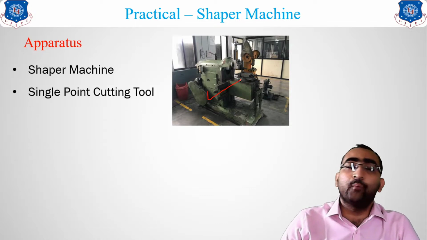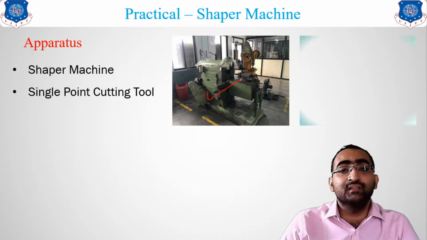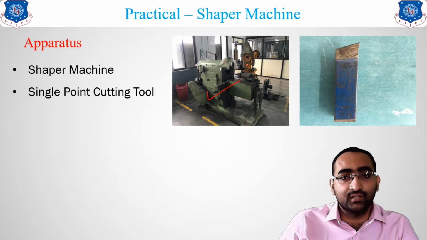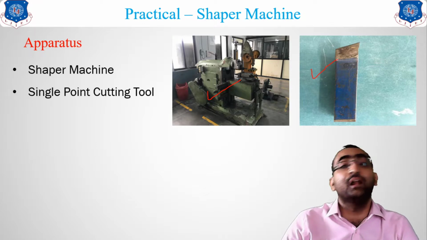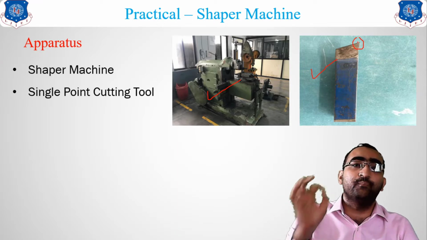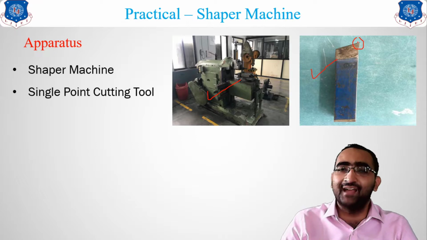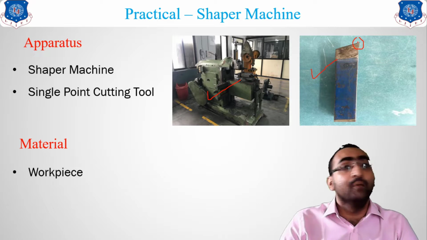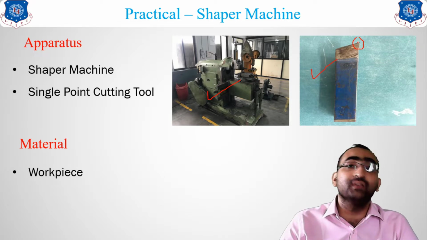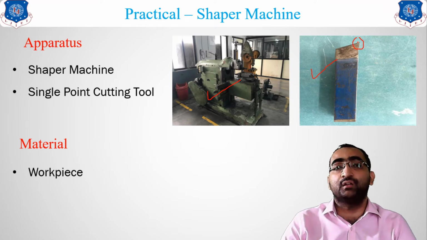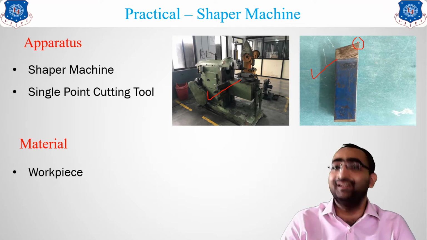Second, a single point cutting tool. It is the tool which is kept in the shaper machine. So in the shaper machine we will be placing a single point cutting tool. A single point cutting tool basically has a tip like this. Only a single point is responsible for the cutting action in the shaper machine. The material required is the workpiece on which we want to perform this shaper operation, or manufacture a certain design.